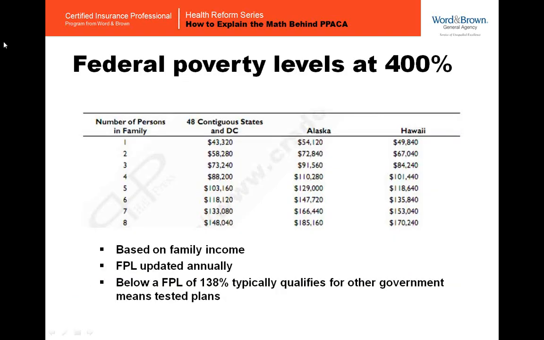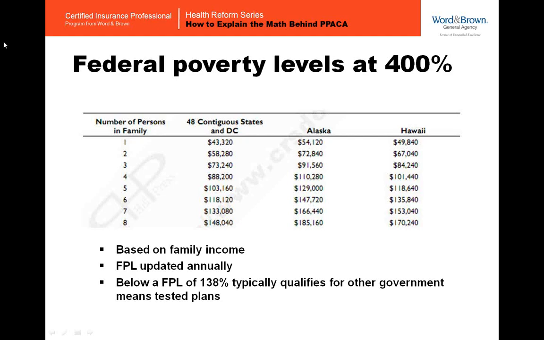What is a 400% poverty level? Well, it depends on the number of children you have. On the left-hand side, the number of persons in the family, then eight would be a mom and dad, could be a dad and seven kids or a mom and seven kids, but typically mom, dad, and six kids. You can see it'd be $148,000. So anyone below 148 with that number of kids could be eligible for premium credits.